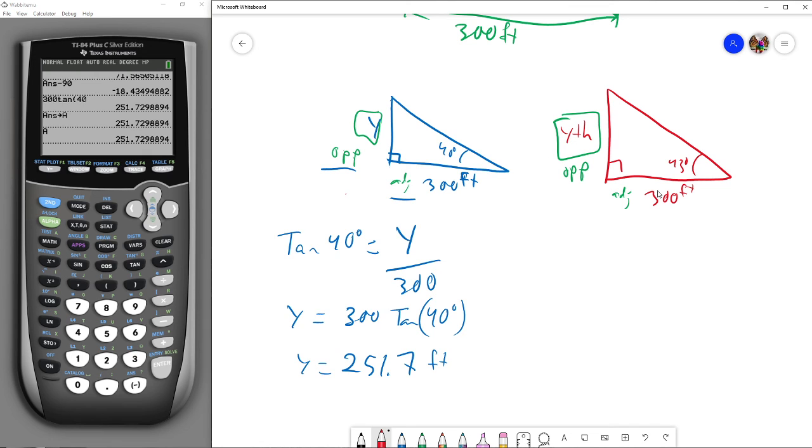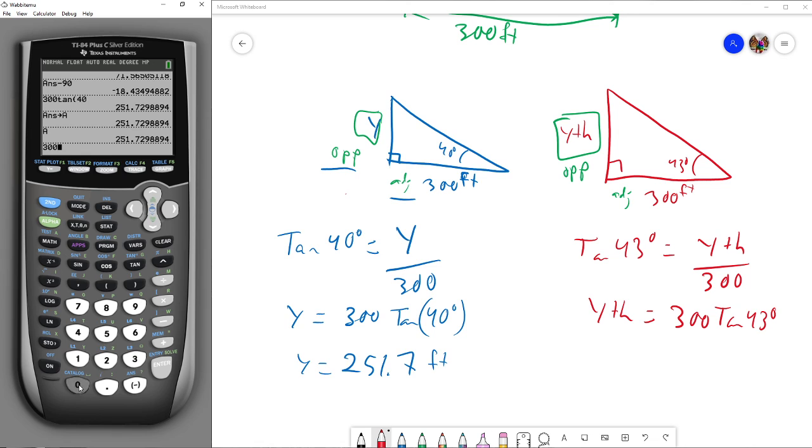Alright, so now we can do the exact same thing. We have opposite and adjacent and an angle, so that tells me use tangent. Tangent 43 degrees is equal to opposite over adjacent. So that tells me y plus h has to equal 300 times tangent of 43 degrees. So let's figure out what that is. 300 tangent of 43, enter, boom. So y plus h is equal to 279.75 feet.